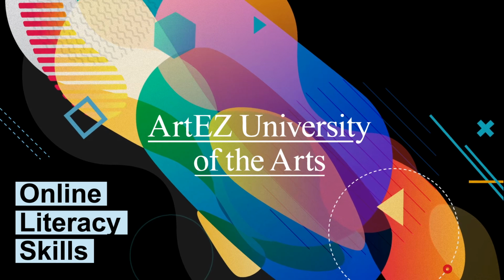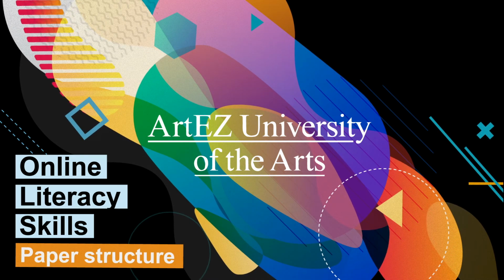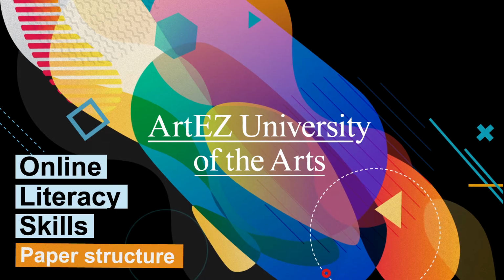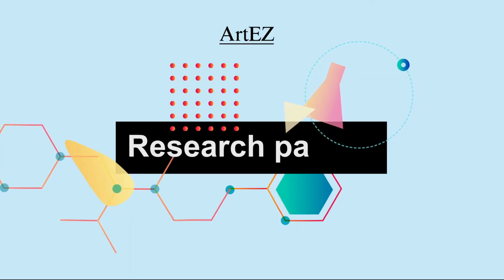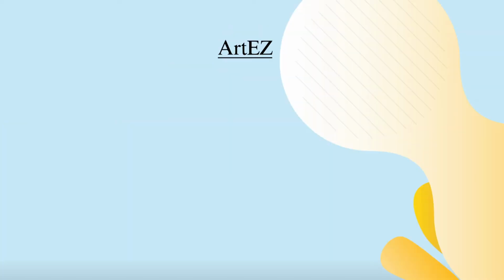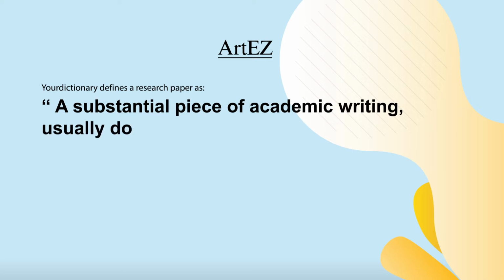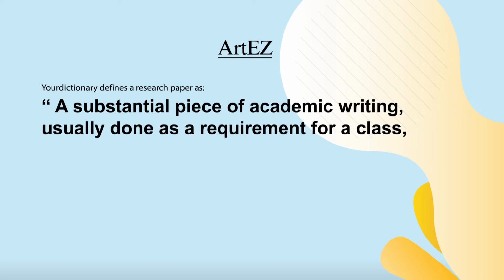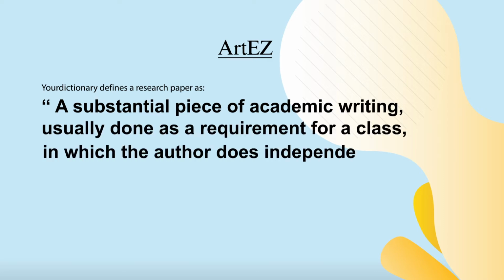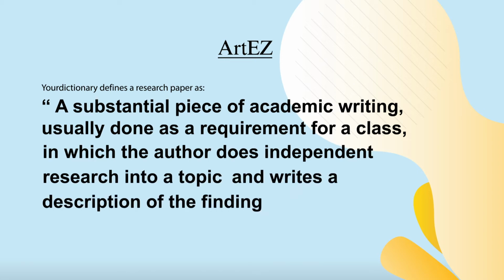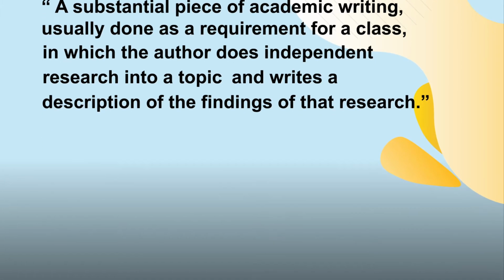Literacy skills. In this animation, we will discuss the structure of a research paper. So, what is a research paper? Your dictionary defines a research paper as a substantial piece of academic writing, usually done as a requirement for a class, in which the author does independent research into a topic and writes a description of the findings of that research. Now, let's dig into the general structure of a research paper a little bit more.